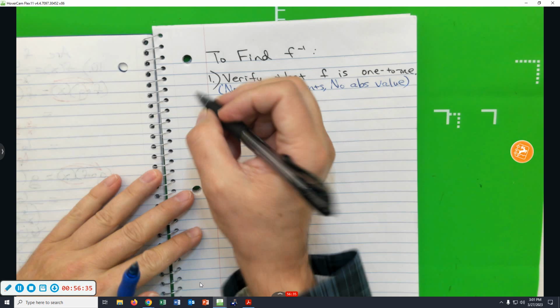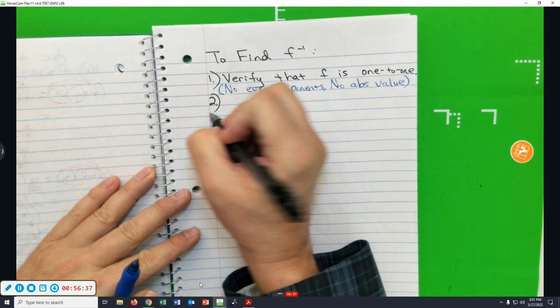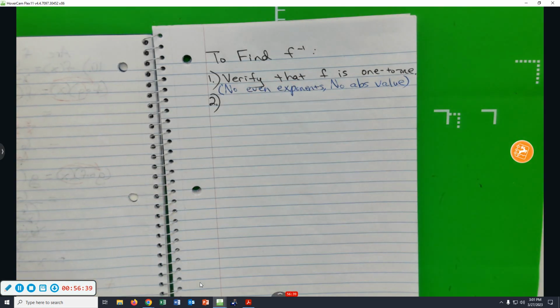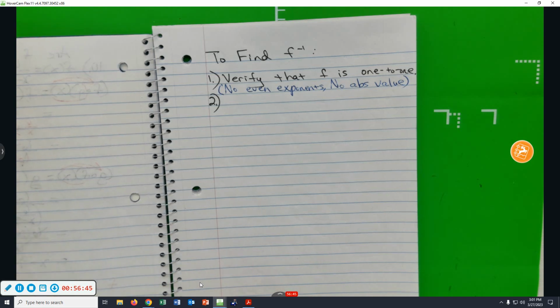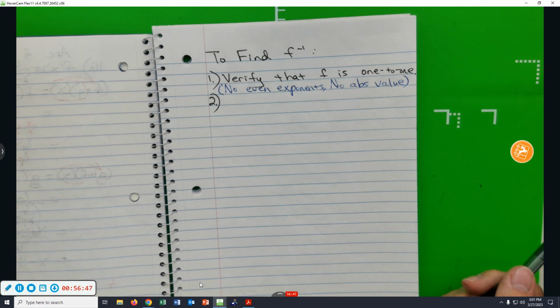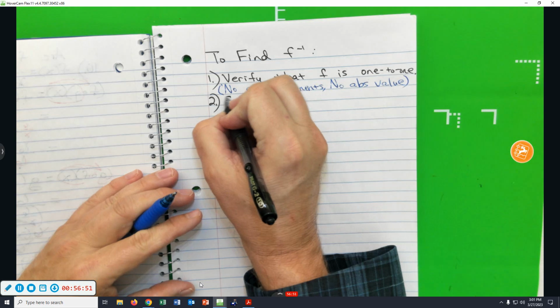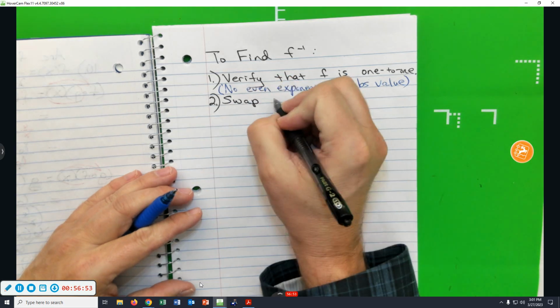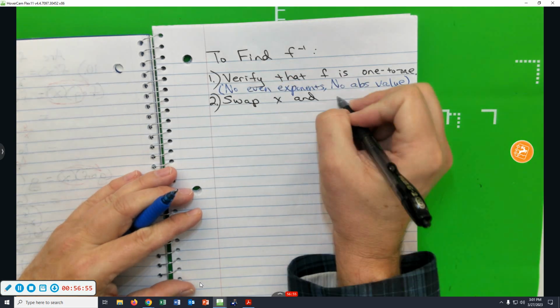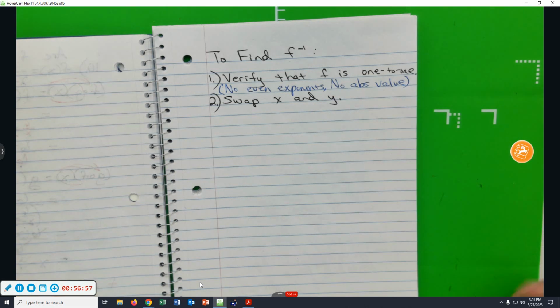Then the second step, tell me in words, what does an inverse do? Think about it. Switches the x's and y's. Okay. I think I'll say swap. Swap x and y. Everywhere you have an x, you're going to write a y. Everywhere you have a y, you're going to write an x.